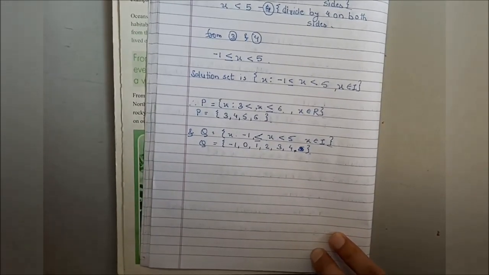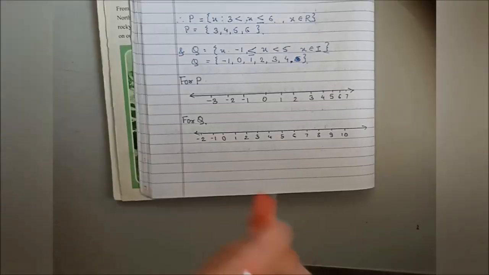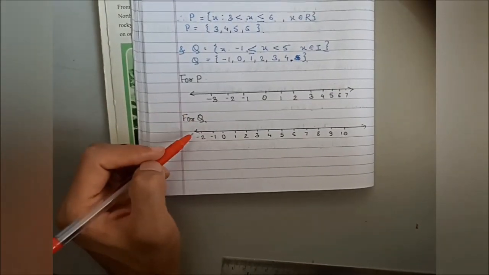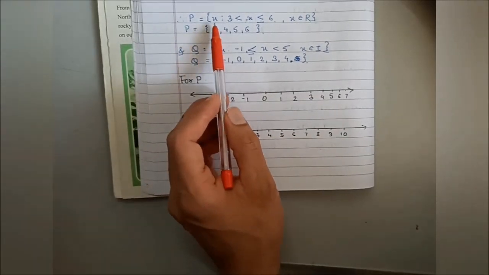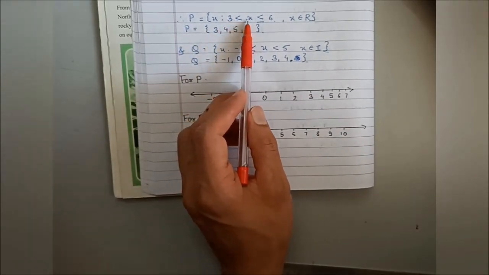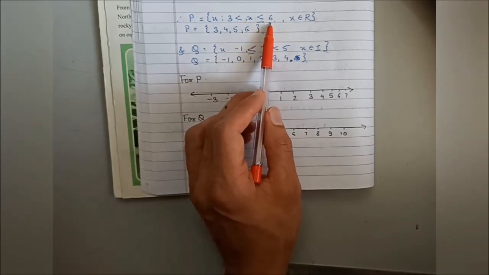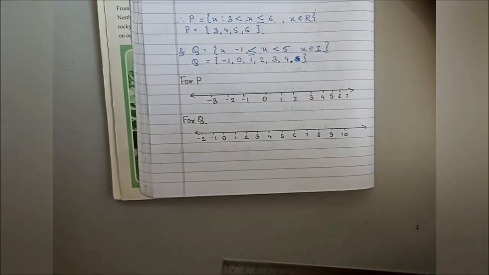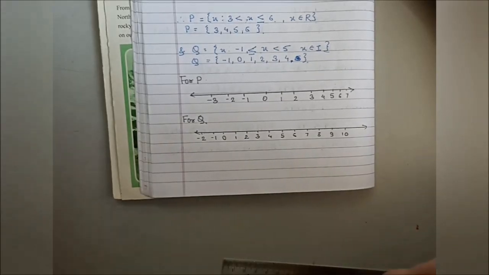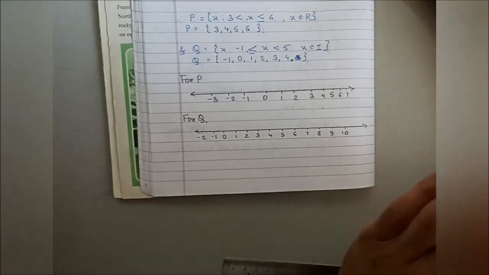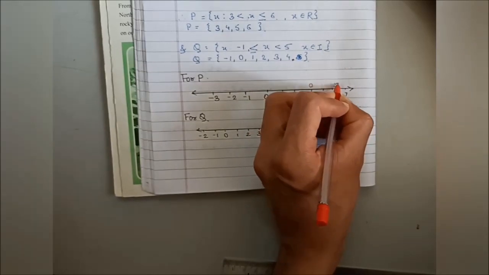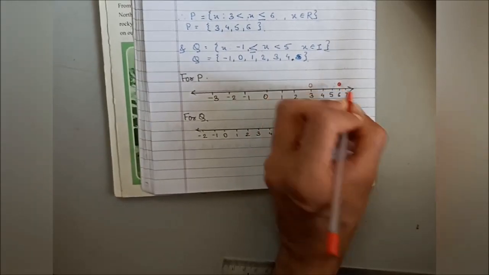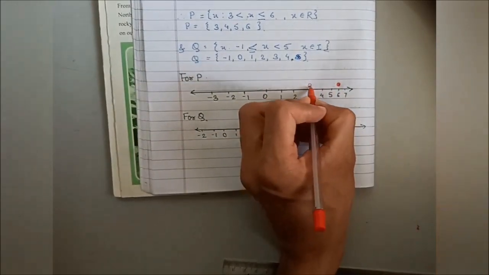Now we have to represent this on the number lines. Here I have considered two number lines for p and for q. The solution set for p was x such that x is greater than 3 and it is less than or equal to 6, where x belongs to real numbers. Since x belongs to real numbers, we will have to consider the numbers till 6, and 3 will be an open circle and 6 will be a closed circle.